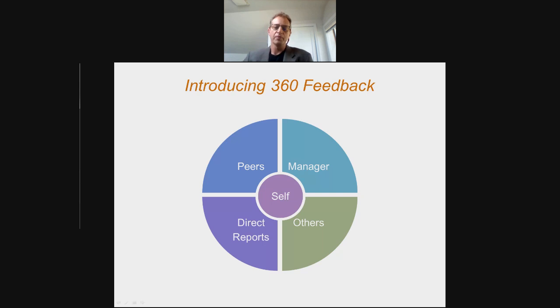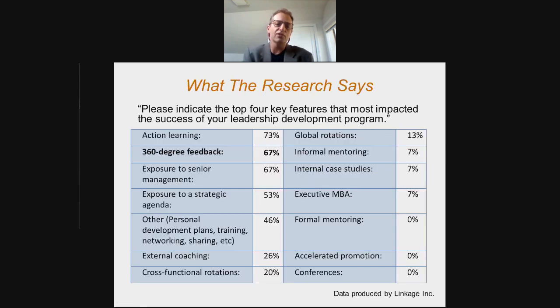Now, lots of research has been done into leadership development tools, and here's just the outcome of some of that research. This was done some time ago by Linkage Incorporated. Thousands of people interviewed. This is mostly human resource people, asking what was the most impactful part of a leadership development program or strategy, and 360 feedback rates right near the top.